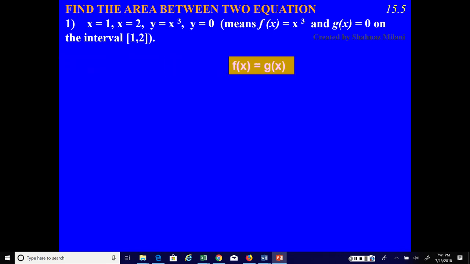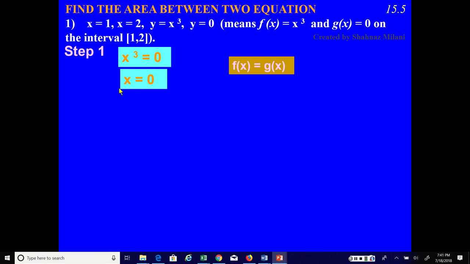Step number 1, set both equations equal each other. That means f of x equal g of x. So they equal each other and solve for x. This is easy. I can get cube root of both sides, which x is equal 0. Now, the first thing we have to pay attention to is, is 0 between 1 and 2? In this problem, no. 0 is not between 1 and 2, then I will ignore it.